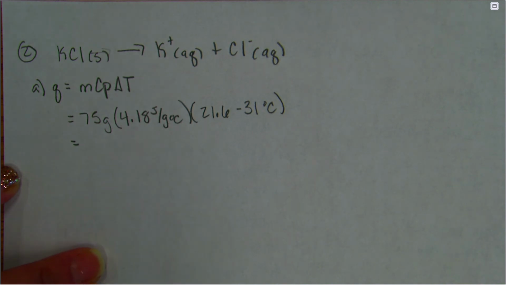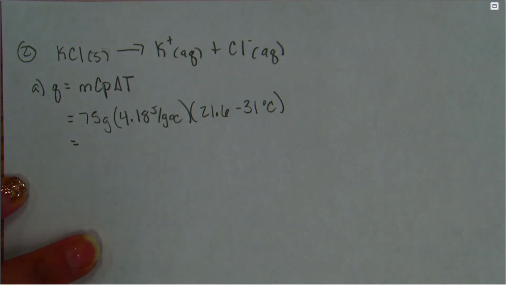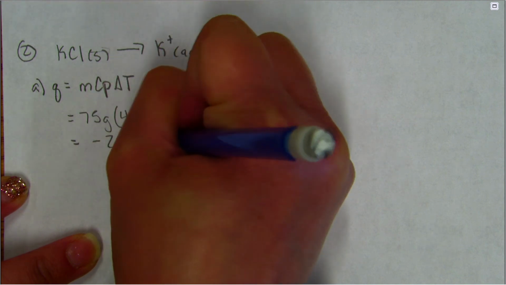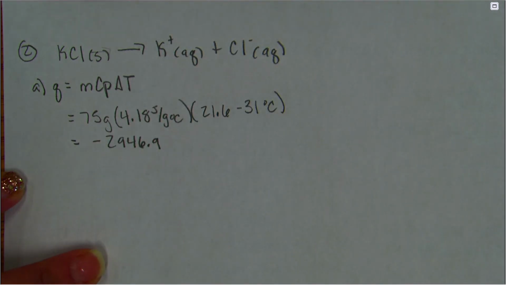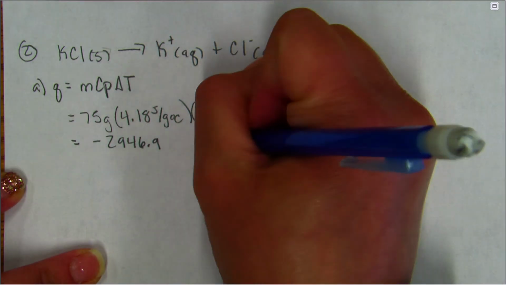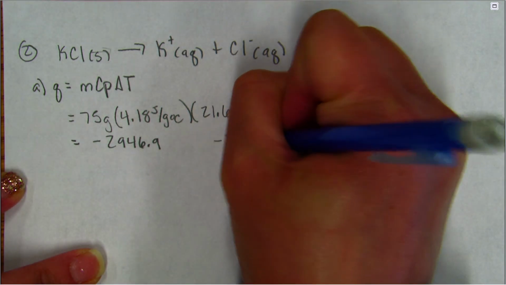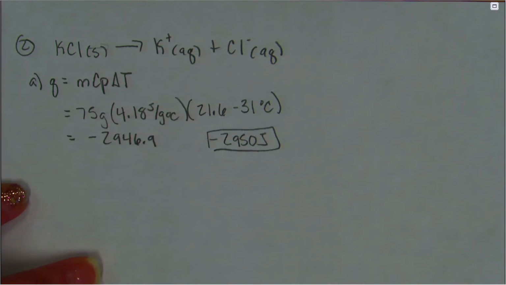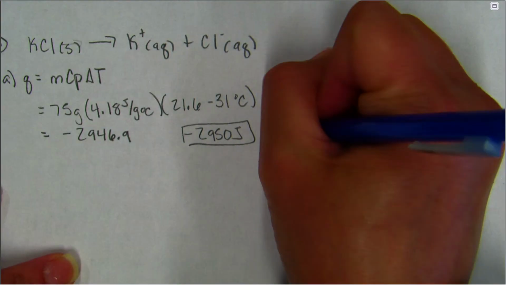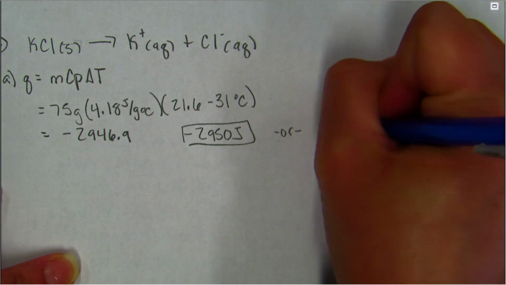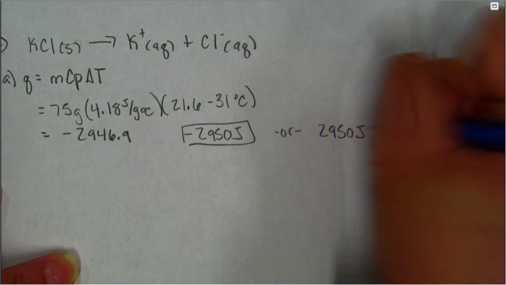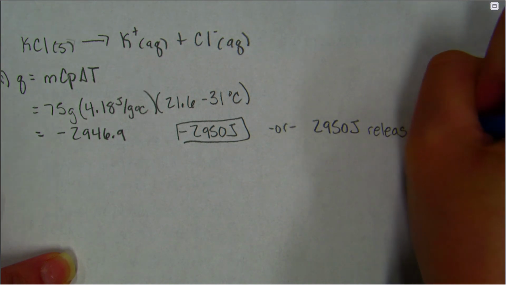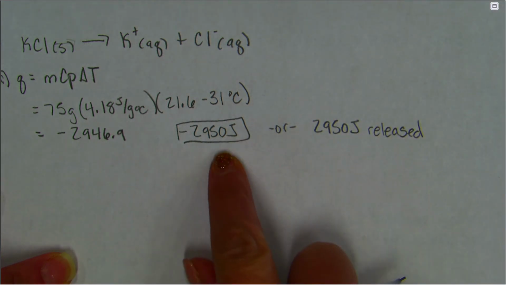So when I plug this into my calculator, I get negative 2946.9, and we want to stick to the rule of 3 here. So that is negative 2950 joules. And again, the other way for you to write this is a positive 2950 joules, and you just simply add in the word release. So either one of these would be acceptable.